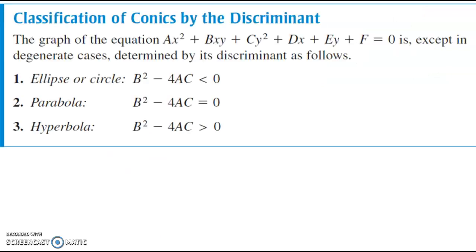One last thing I want to mention, similar to what we did in the last section, where you look at the coefficients and find out whether it's an ellipse, parabola, or hyperbola. Here we include the b factor and use the discriminant, b squared minus 4ac, to determine which of the following conics you're dealing with.